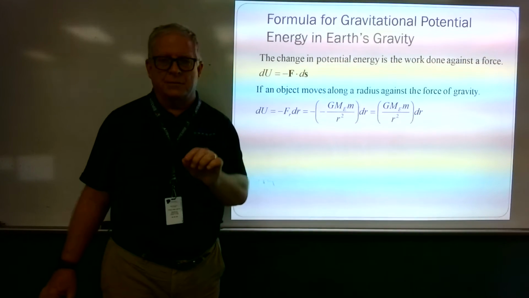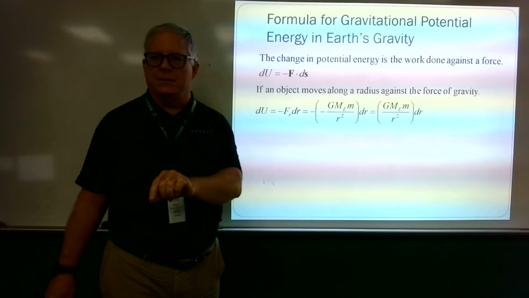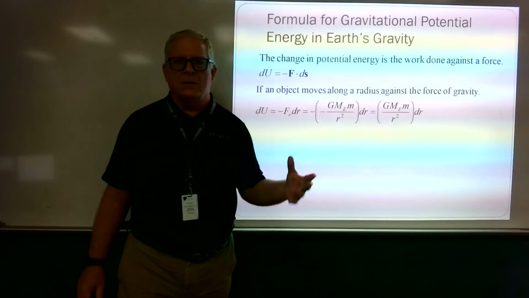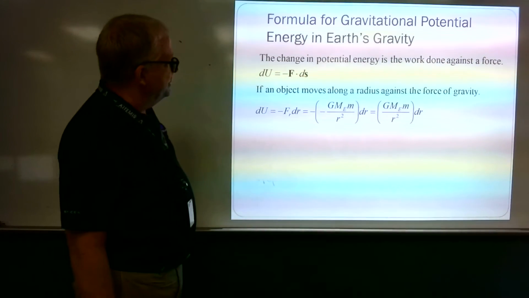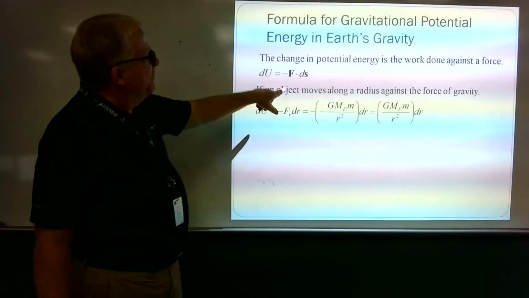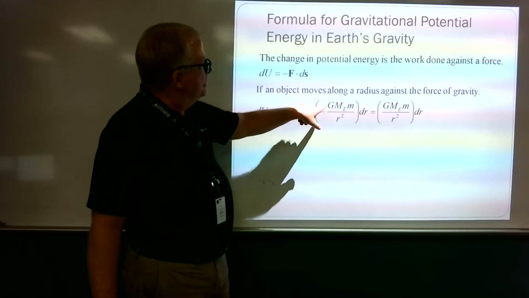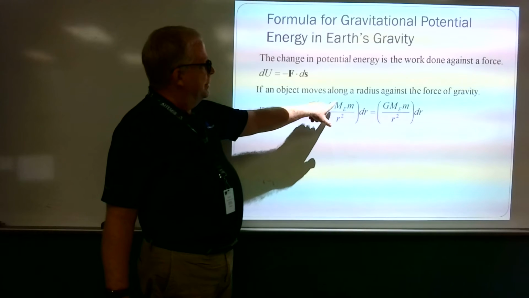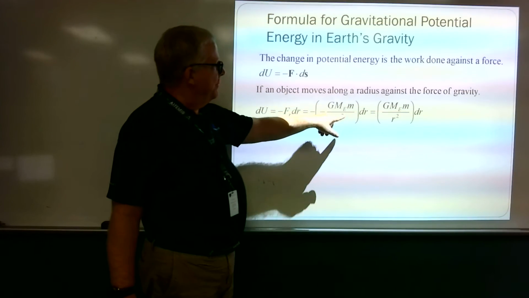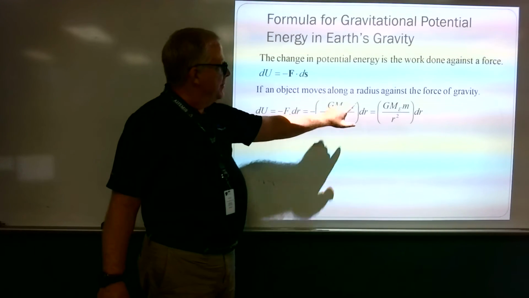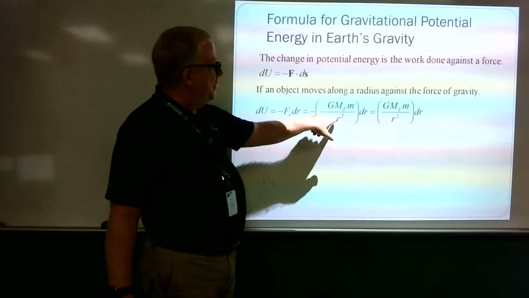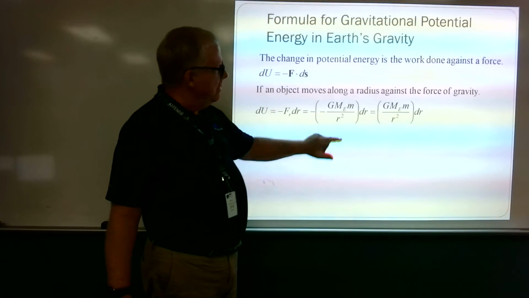It's going to be just whatever the final position is and the initial position. The change in potential energy only depends on those two things. But the formula for the force of gravity is G times the mass of the Earth, we're talking about escaping the Earth, times the mass of the object, divided by the distance between the Earth's center and the object squared.